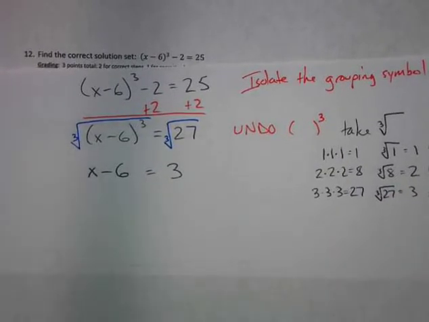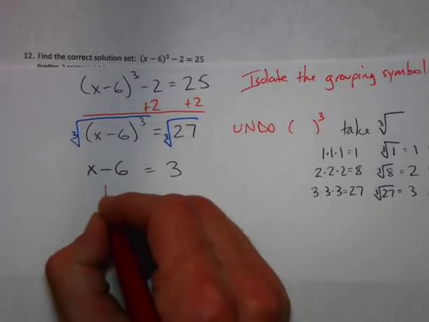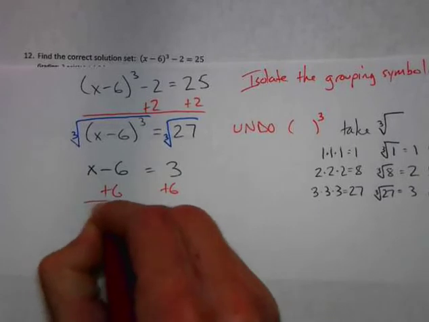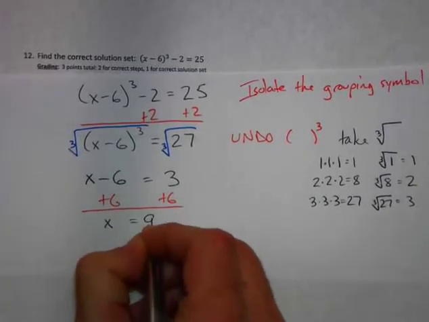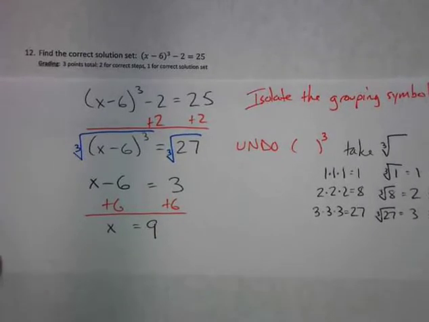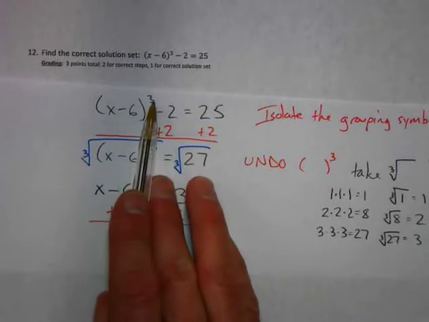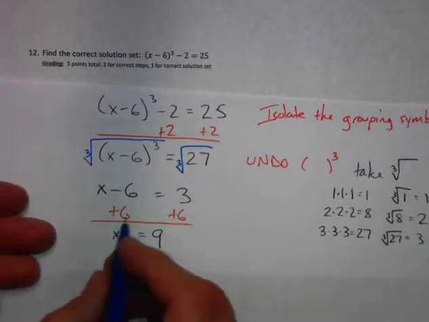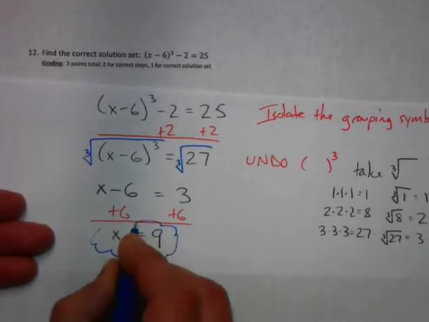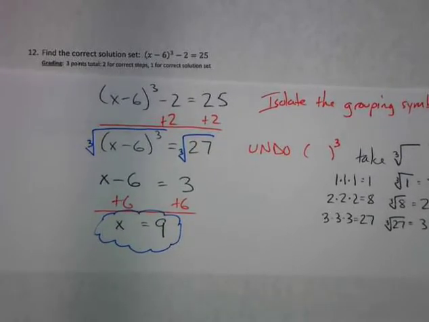From here out, it's as simple as pie. We isolate the variable, undo minus 6 with a plus 6, and we are set to go. x is equal to 9. And then we have solved our equation. You can do a mental check. Plug 9 in for x. 9 minus 6 is 3. 3 to the third power is 27. 27 minus 2 is 25. Check. So there is our solution. In this case, only one solution. And that's how we work out number 12.